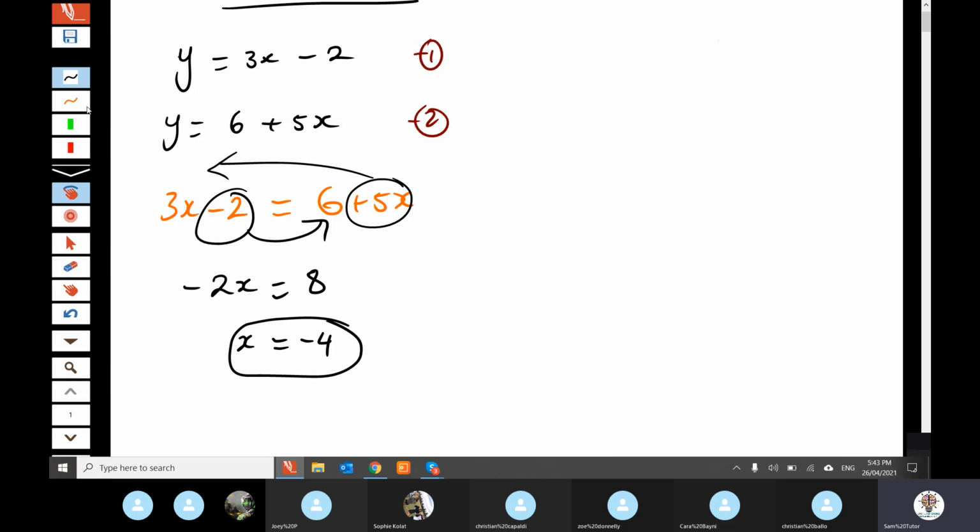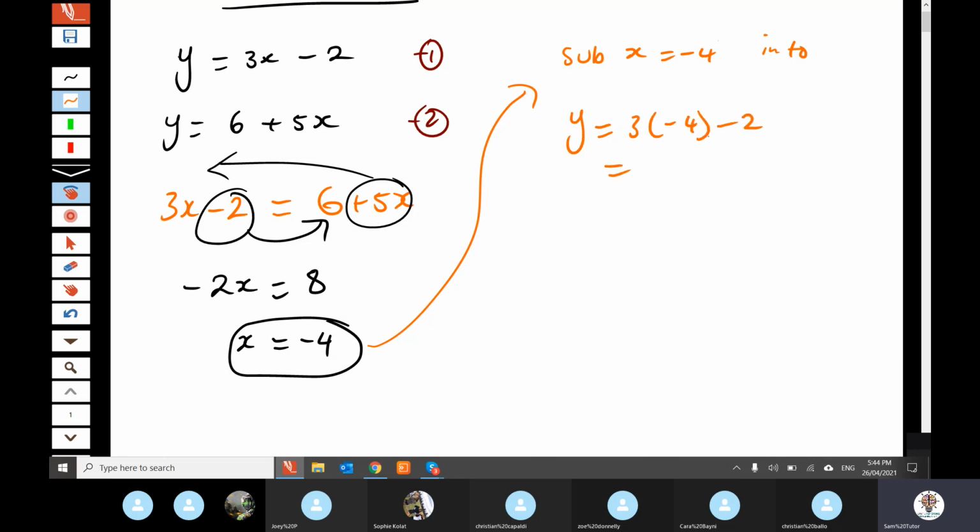Now, what do we do? Good job. Yep, that came back to you fairly quickly. Sub x equals negative 4 into anything. Doesn't matter, either number 1 or number 2. So we're going to sub it into number 1. y equals 3 times negative 4 minus 2. That's negative 12, take away 2. y equals negative 14.